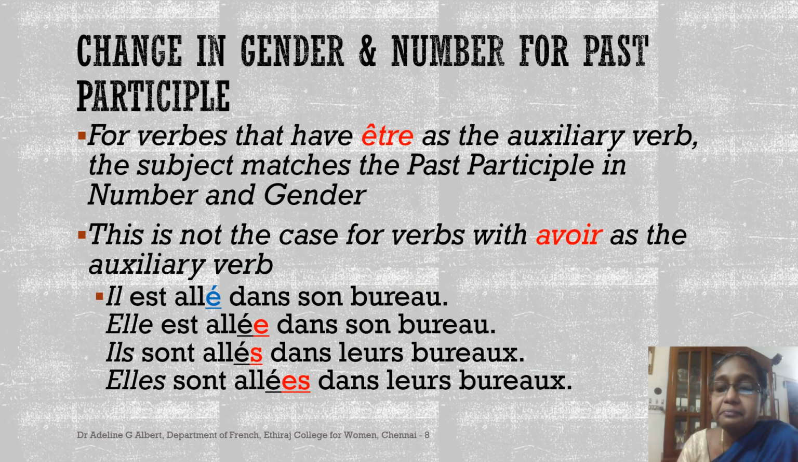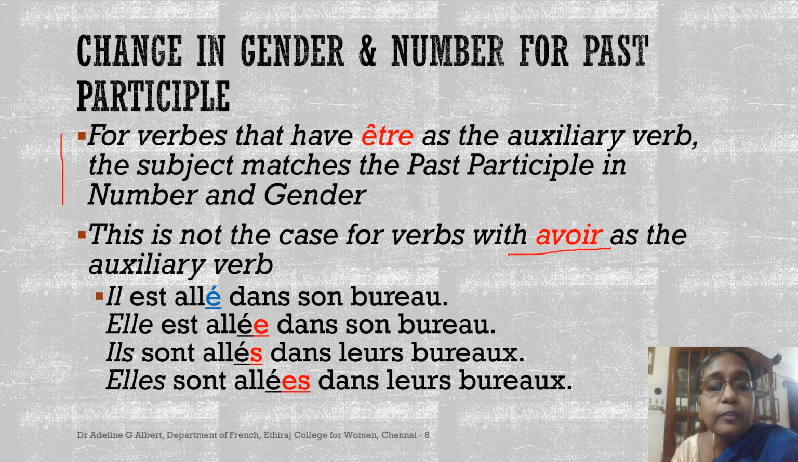This is what we observed in the previous slide. There is a change in gender, masculine or feminine, and number, singular and plural, for past participles. For verbs that have être as the auxiliary verb, the subject matches the past participle in number and gender. So if the subject is feminine, you add an e. If the subject is plural, you add an s. This is not the case for verbs that are conjugated with avoir.